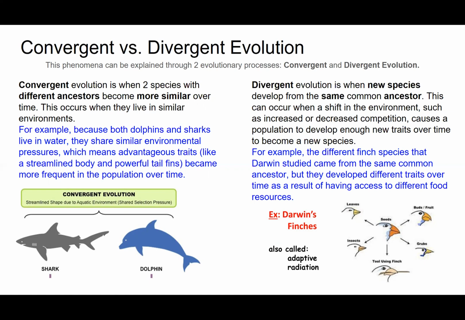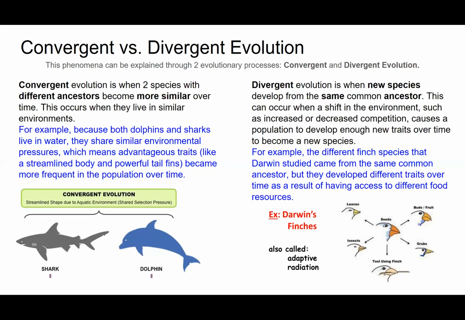That's what led to what we have today. So those advantageous traits, like a streamlined body and a powerful tail fin, become more frequent in the population over time. Keep in mind, you guys, we're talking great amounts of time. This stuff doesn't happen overnight, okay? This isn't one generation. It's numerous populations of populations, okay?